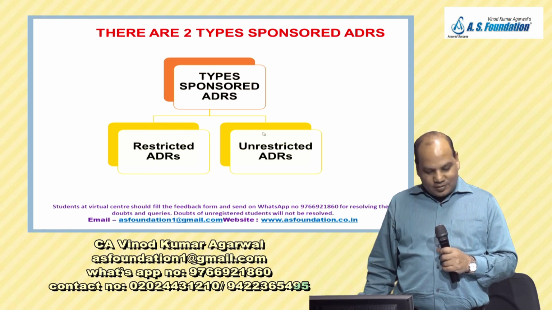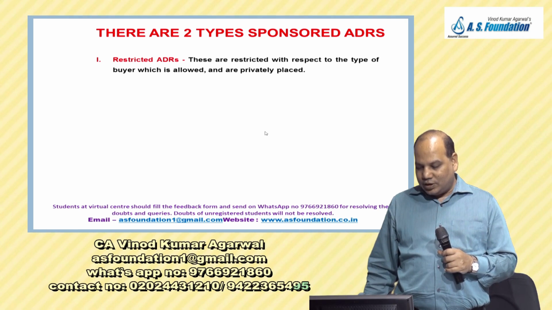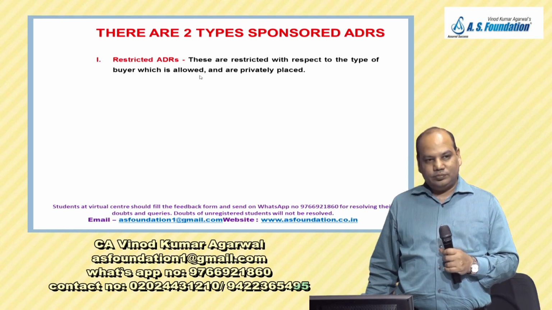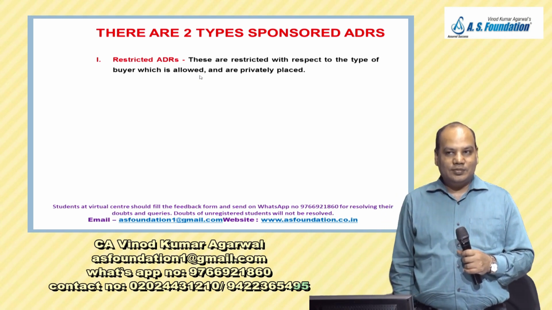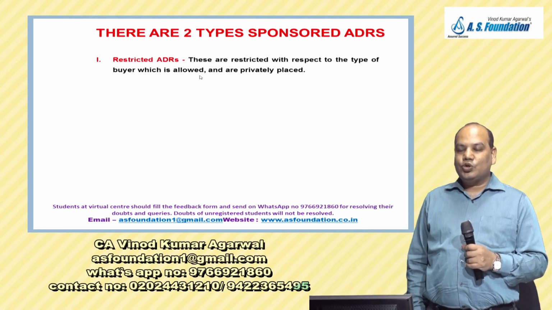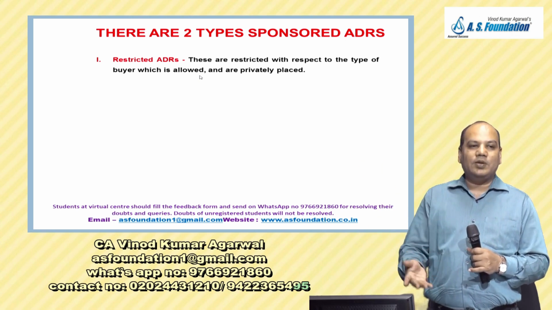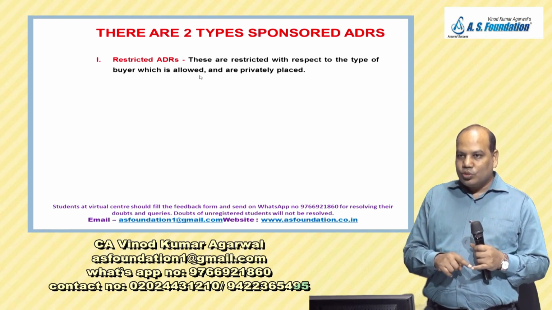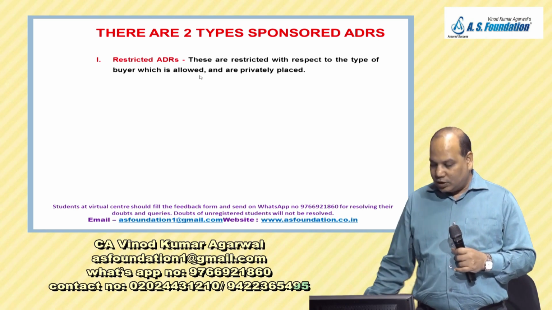Sponsored ADRs are also of two types: restricted and unrestricted. Then your question is, what is a restricted ADR? Restricted ADRs means restricted with respect to the type of buyer which is allowed. That means they will be issued to only selected buyers. It is not issued to the public in general. So they are usually privately placed. Privately placed means issued to a selected group of investors.